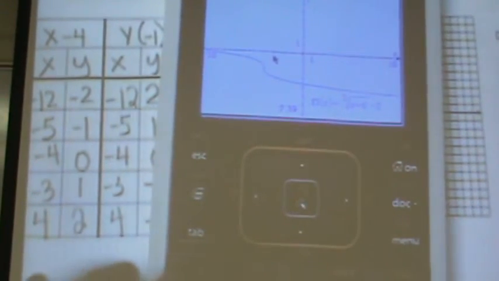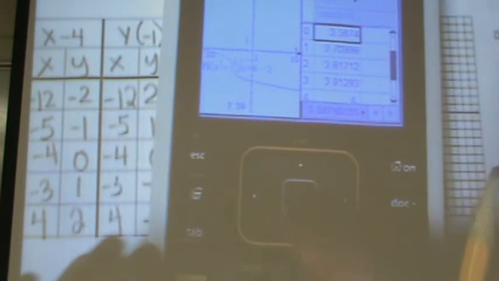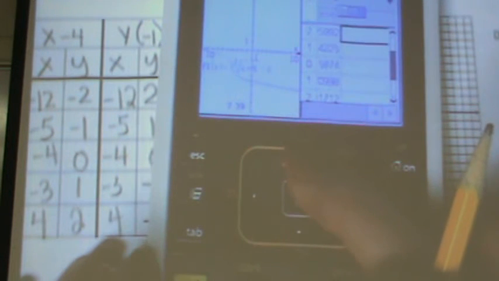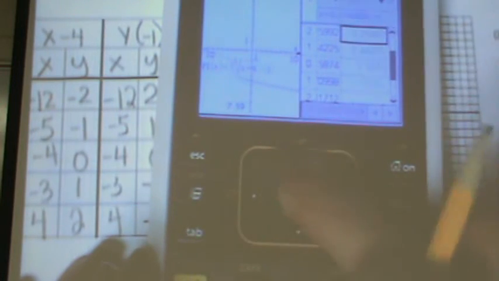Let's check it. So, let's see, -12, 0 is good. -5, -1 is good. -4, -2, -3, -3, and 4, 4. Great deal.